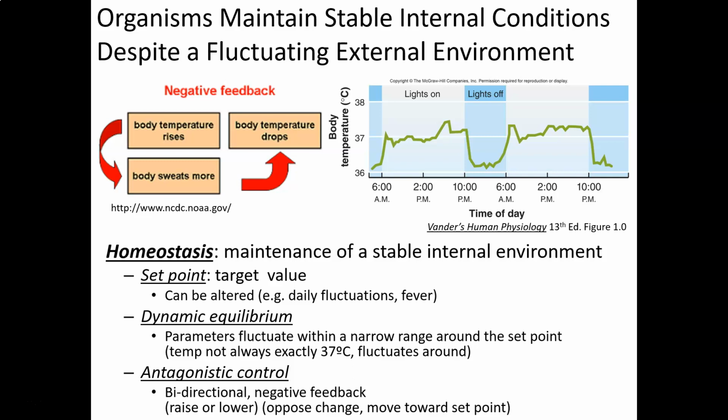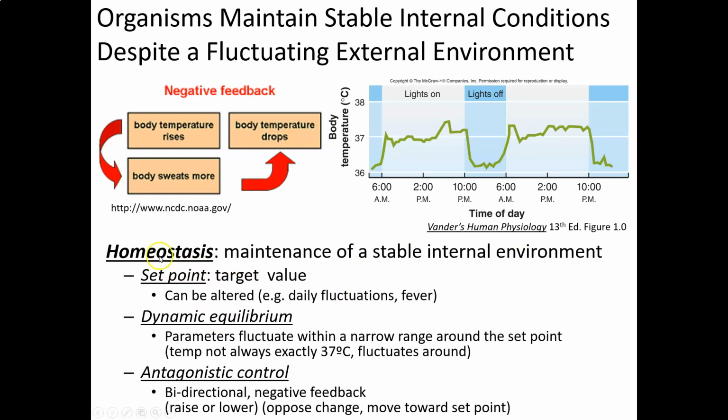Okay, so in the human body, for all those variables I mentioned, we have ways to bring the temperature of our body, as an example, back to the set point. So if our set point is 37 degrees Celsius and we got too cold, we have ways through negative feedback to bring it back up. If we got too warm, we have ways through negative feedback to bring it back down. So we have what's called antagonistic control. We can go in both directions, right?